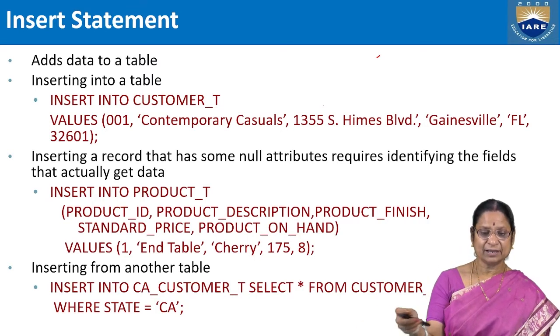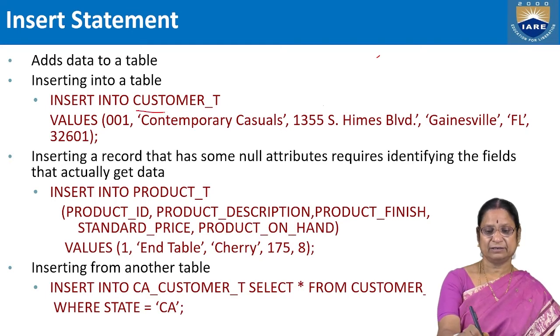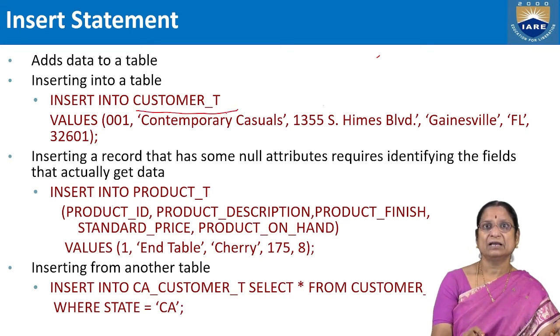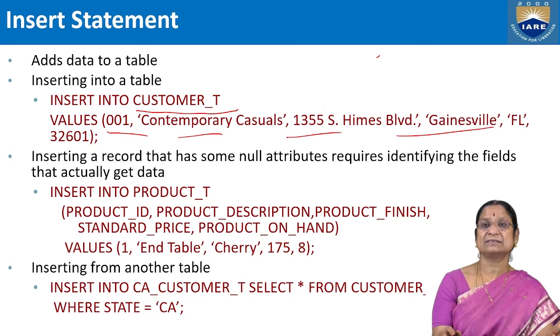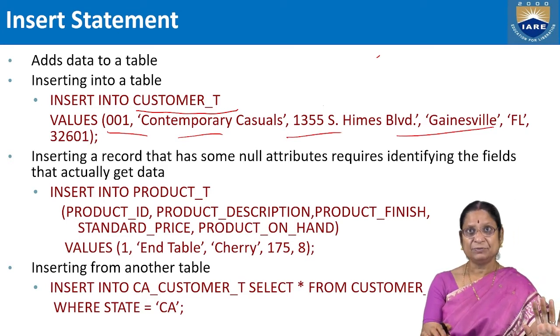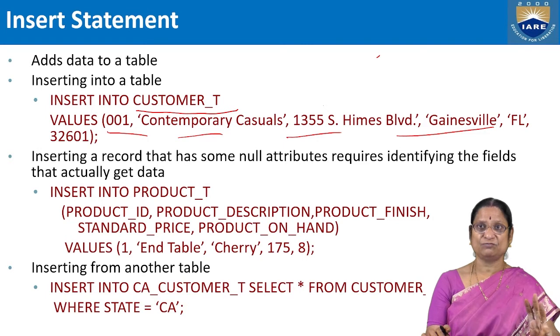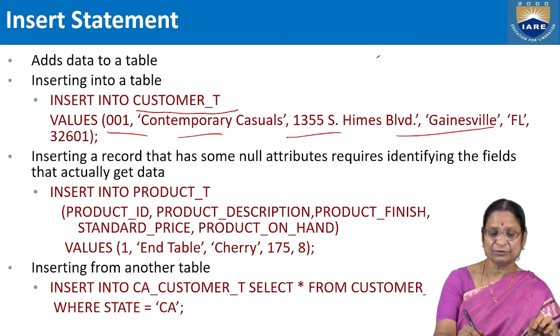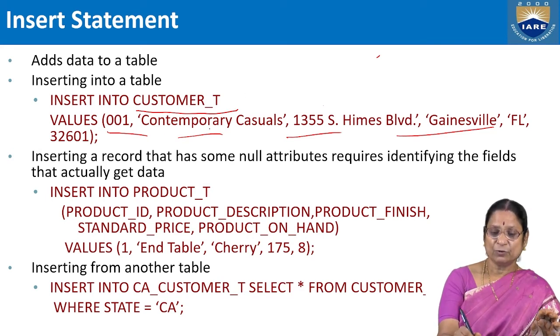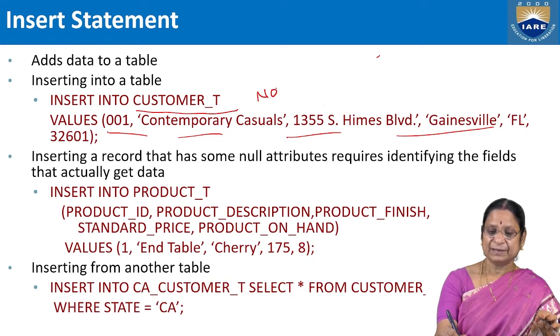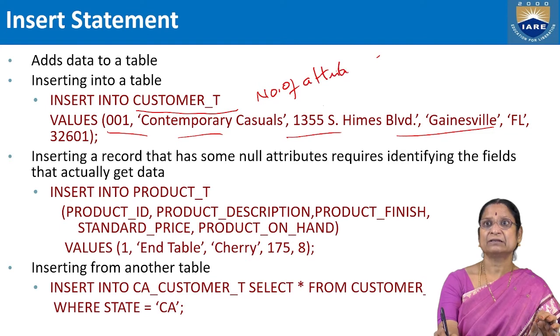So how to add the data? Insert into customer, that is the table name. You observe values, and we are providing the values. Remember this, we are not giving any attribute names in this format. Three formats will be there. In the first format, we are not providing any attribute names. But how many values are we supposed to provide? We are supposed to provide the values based upon the number of attributes available in our table.